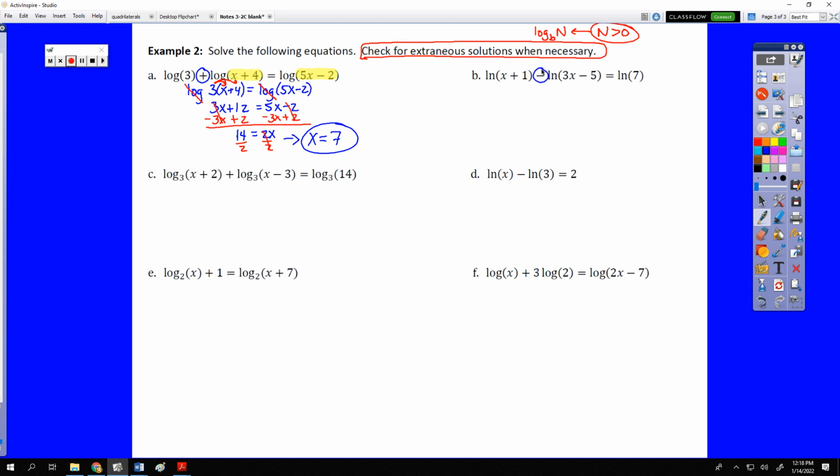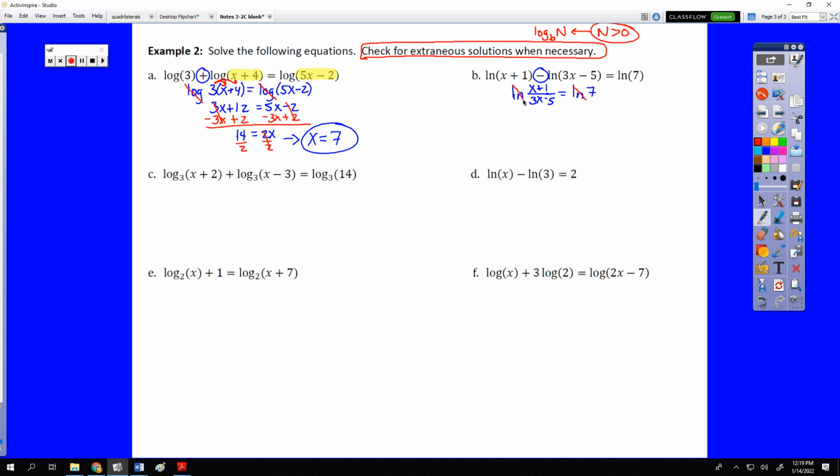We should see this negative in between and realize that this can be written as the natural log of x plus 1 over 3x minus 5 equals the natural log of 7. So we can rewrite it using our quotient rule and put the left side of the equation into a fraction. Remember that whichever logarithm comes first, that inside becomes the numerator. Whichever logarithm comes second becomes the denominator. At this point, the logarithms can be dropped, leaving us with x plus 1 over 3x minus 5 equals 7.